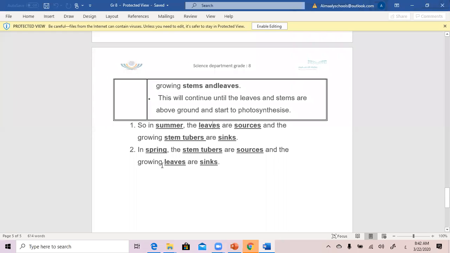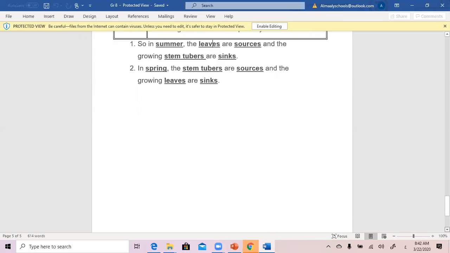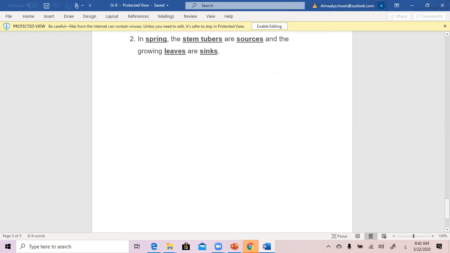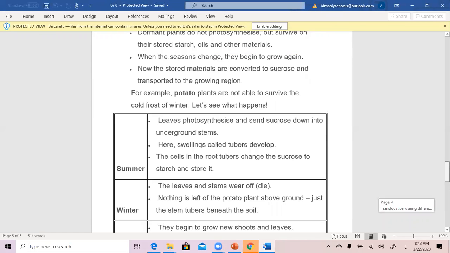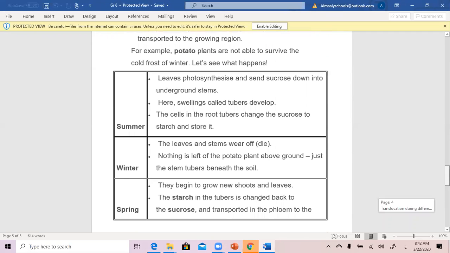But in spring, the leaves are the sink. Continually the plant works according to source and sink. I will repeat this another time.